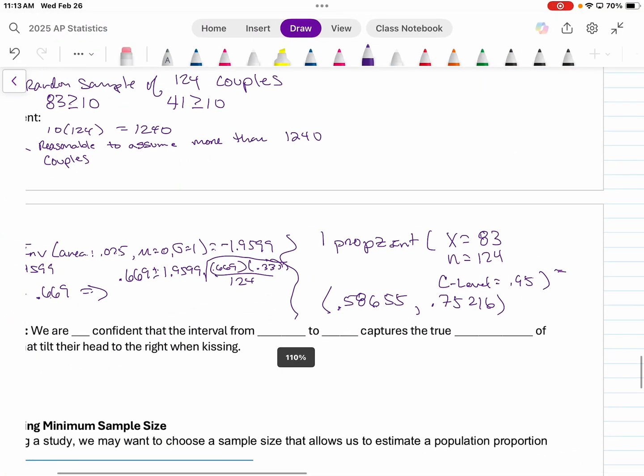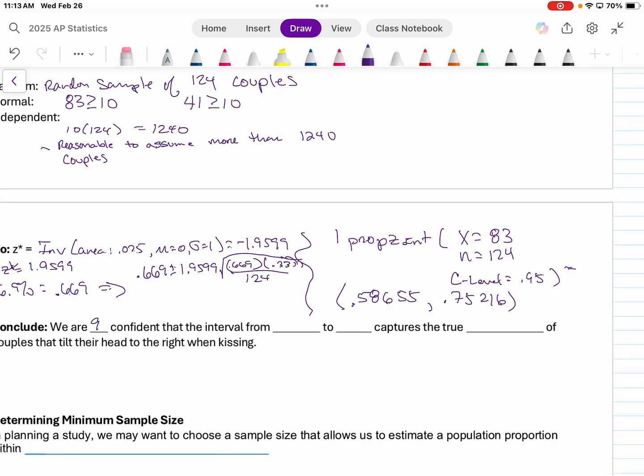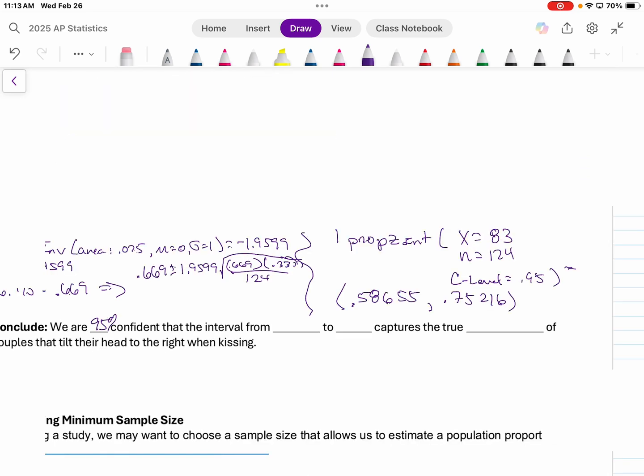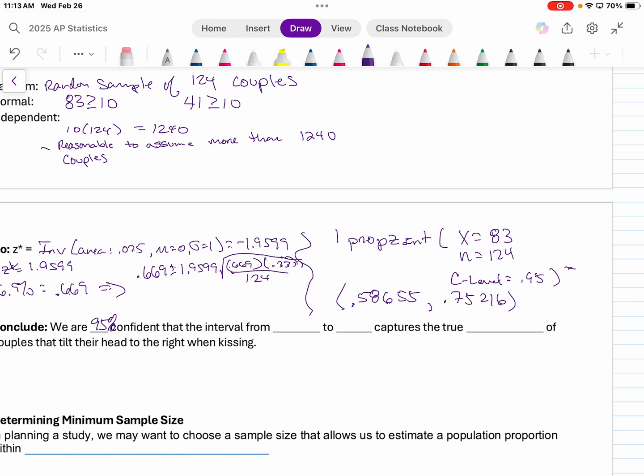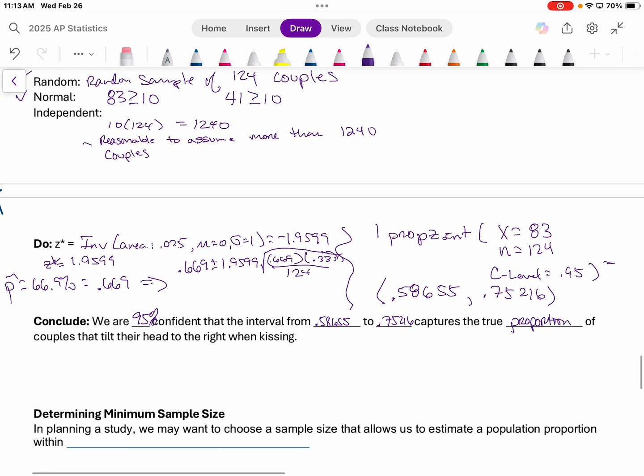We get to say that we are 95% confident, put the percent on there, 95% confident that the interval from 0.58655 to 0.75216 captures the true proportion of couples that tilt their head to the right when kissing. I need to adjust this Word document for next year, make it wider.